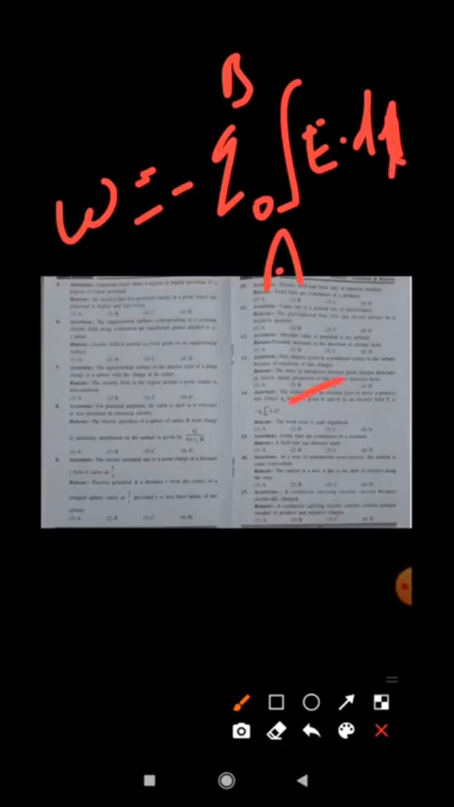So yes, in terms of the electric field the work done can be calculated, and in this question the work done given is also correct. And the reason given, that work done is path independent, is correct. So option A will be correct here.